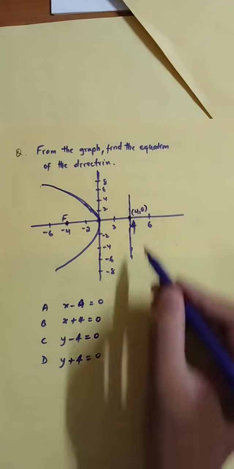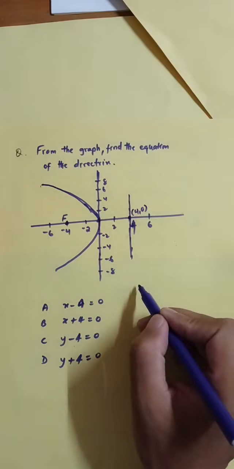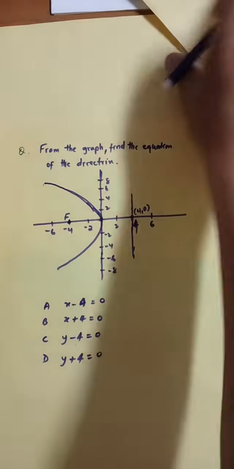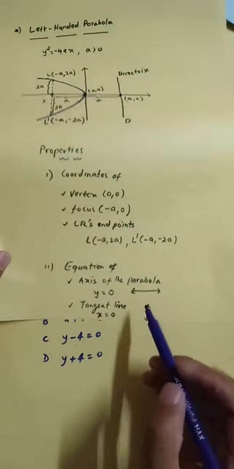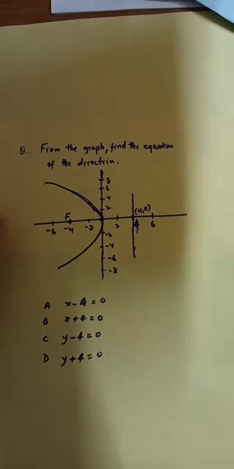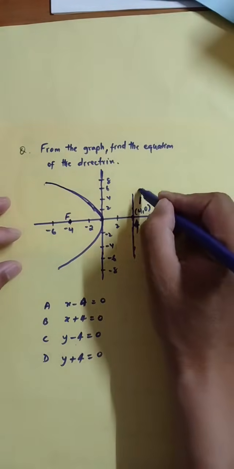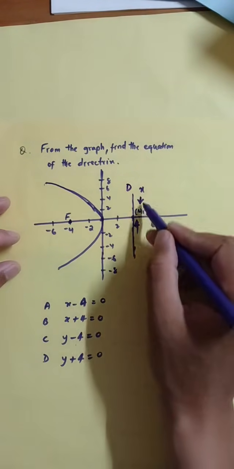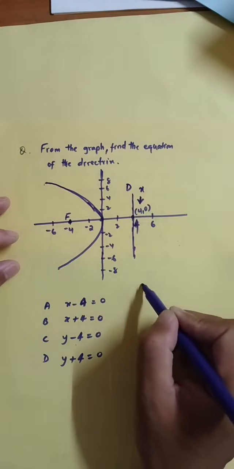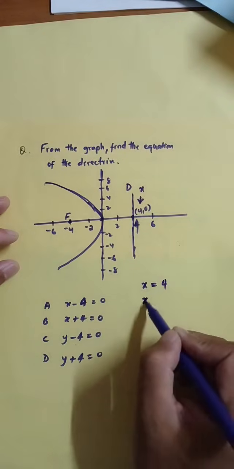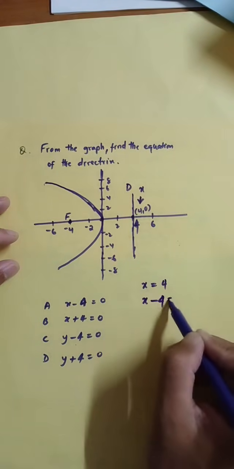If it's a vertical line, let me just emphasize, a vertical line has the equation x equal to its x coordinate. So in this case, what is my x coordinate? This directrix is passing through the point 4 comma 0 and the x coordinate is 4. Therefore my equation should be x is equal to 4. Remember, when I bring this 4 to this side, x positive 4 will become x minus 4 equal to 0.